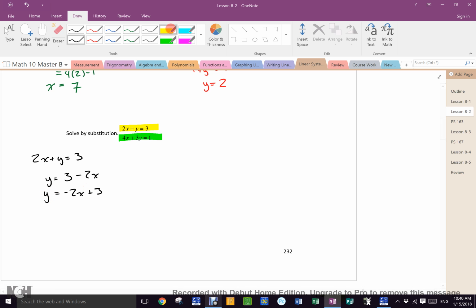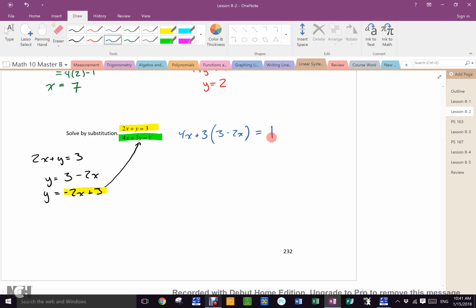If that's what y equals, what can I do with that value and the green equation? Why do I have to do that? To find x, because you can't solve an equation with two variables. But this allows us to change this to 4x plus 3 what? What do I write there instead? Negative 2x plus 3 or 3 minus 2x, whichever one you're more comfortable with. And what does that equal? 1. Then what do?